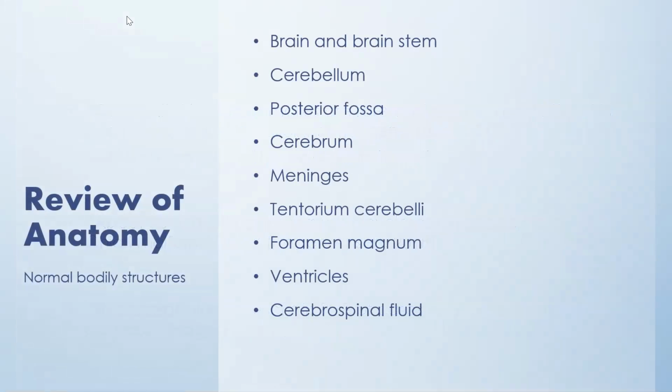In order to understand the complications of Chiari malformations, it is important to review the normal bodily structures of the brain and brainstem. Chiari malformations largely affect the cerebellum, which normally rests in the posterior fossa of the cranium. The cerebellum mainly controls a person's balance and some basic motor functions. The cerebellum, along with the cerebrum, are separated by protective layers of the brain called meninges. The tentorium cerebelli is the main separation between the cerebrum and the cerebellum.